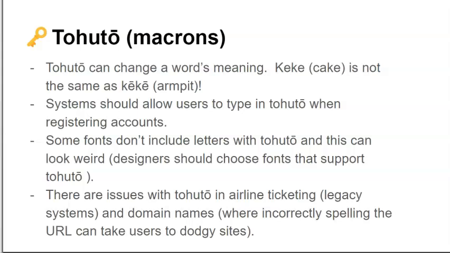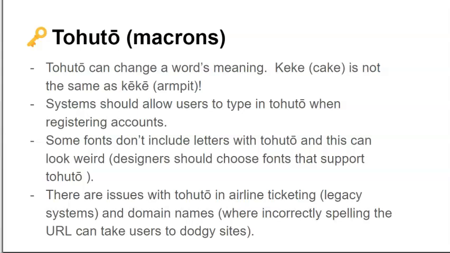This means that when we're designing an outcome, we need to take care that we choose a font that is going to support all the characters that we need. One interface which does not support tohutō is the ticketing system used in the airline industry. This is a legacy or old system, and it serves as an example of disappointing usability, as there's no way to add tohutō to names on an airline ticket, which does little to uphold the mana of some travelers.